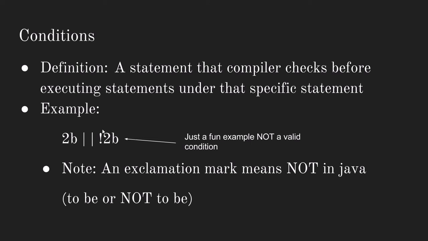So you probably have not learned this yet, but an exclamation mark in Java means basically "not." So, "to be or not to be." Whenever you have the exclamation mark preceding, let's say, "not," and then a statement, that means it shouldn't be that statement.